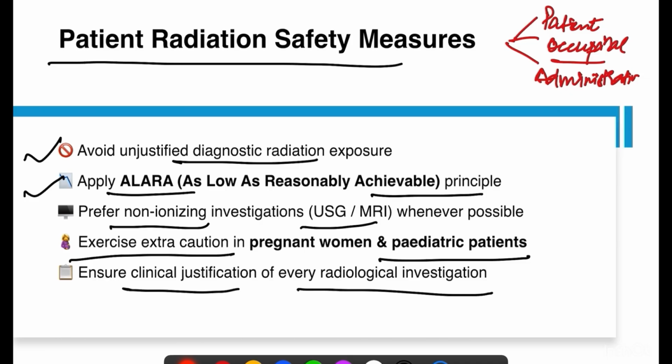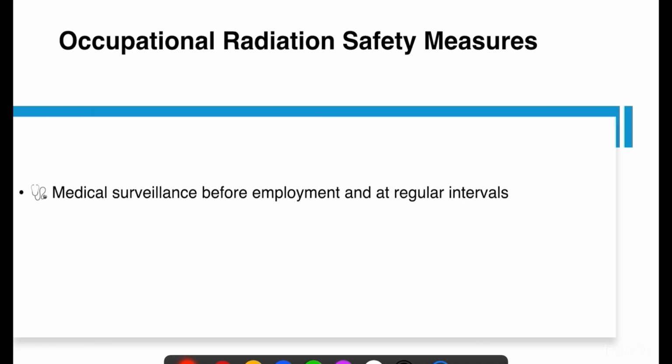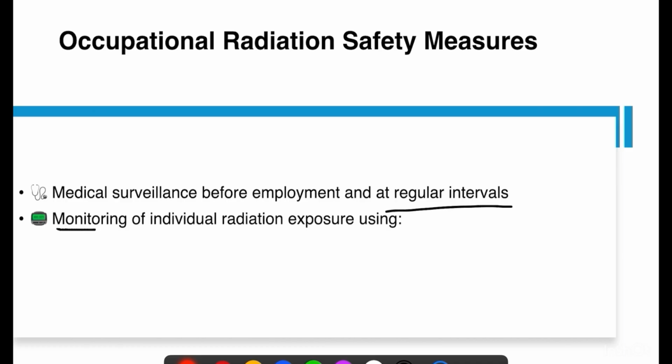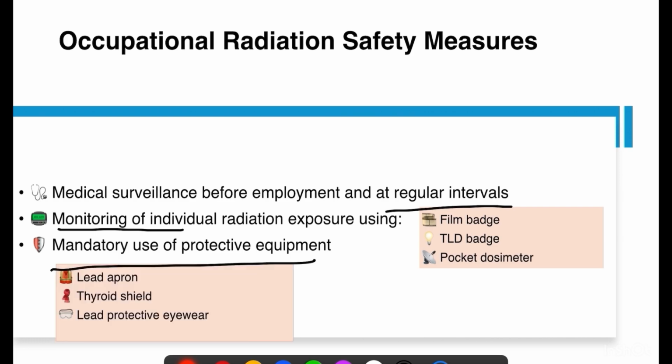In occupational radiation safety measures, we have to do a pre-employment examination, and even after employment, we have to do screening at regular intervals. Monitoring of individual radiation exposure is done using various kinds of dosimeters, and there is mandatory use of protective equipment like lead apron, thyroid shield, and lead protective wear while working in the radiation department.